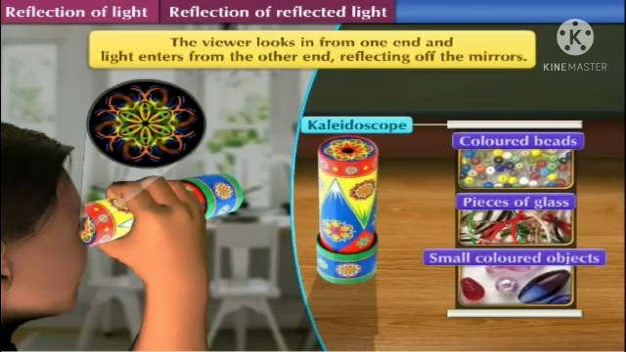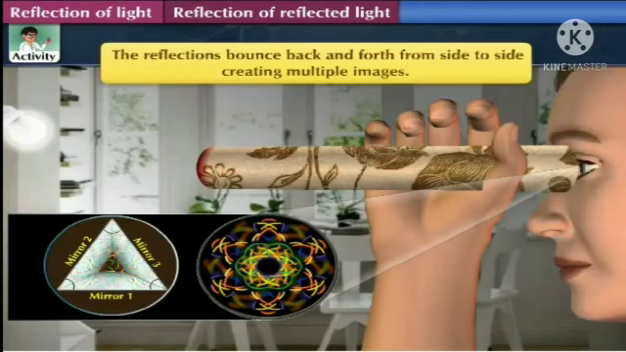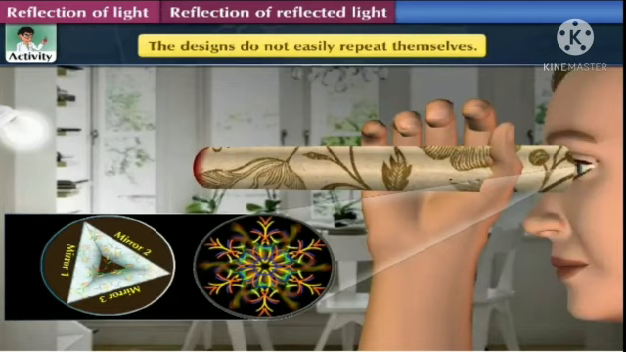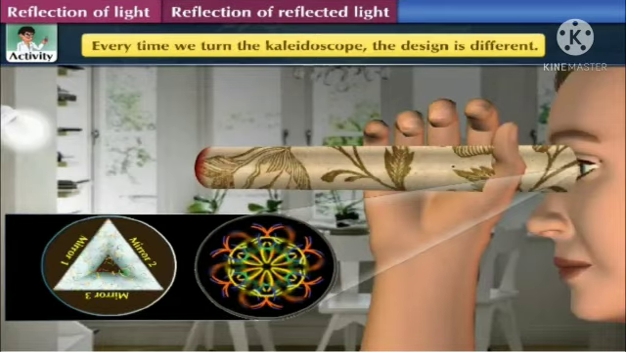The viewer looks in from one end and light enters from the other end, reflecting off the mirrors. The reflection bounces back and forth from side to side, creating multiple images. It is important to understand that the designs do not easily repeat themselves. That means every time we turn the kaleidoscope, the design is different.